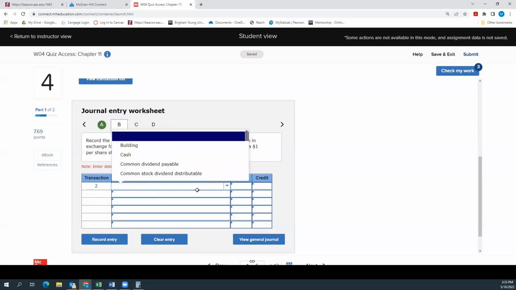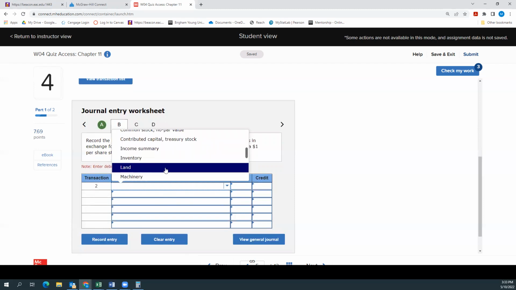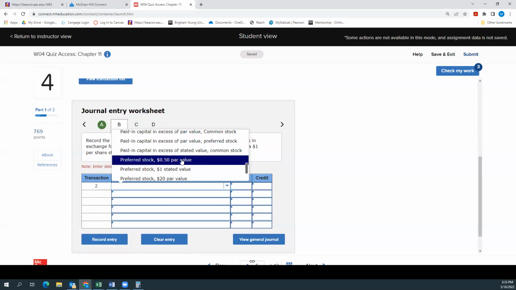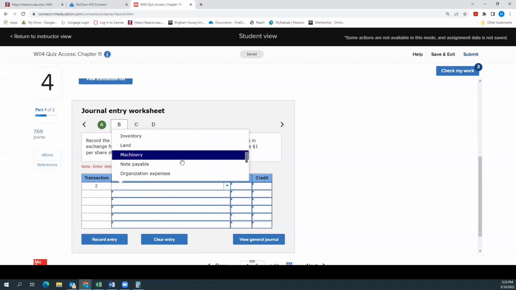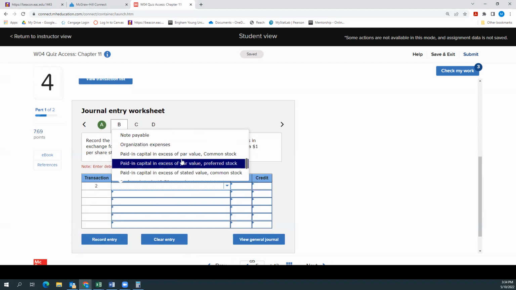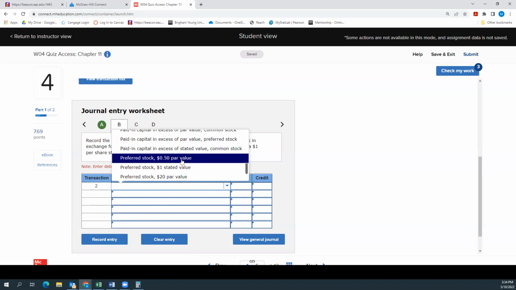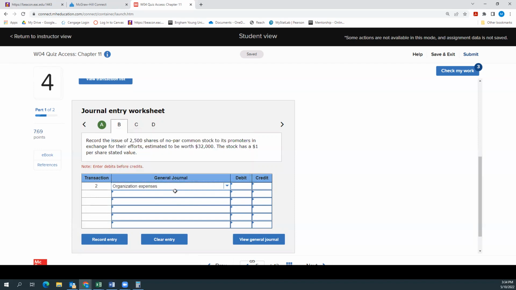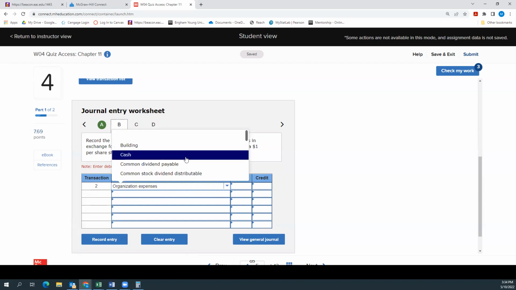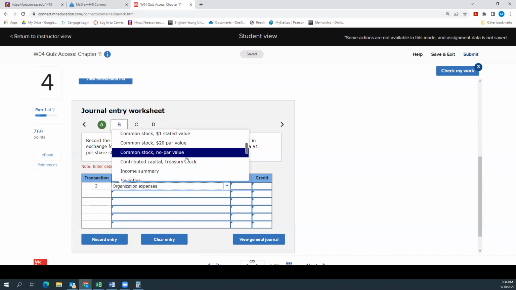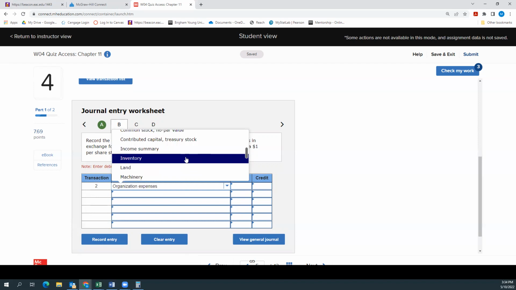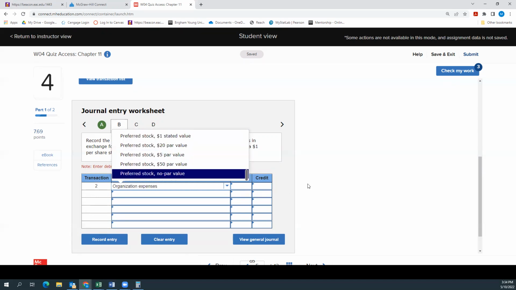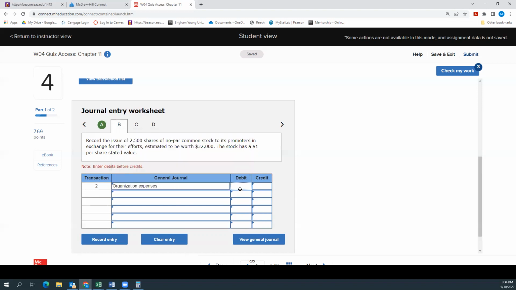So probably we'll call this, let's see what choices it gives us. I guess organization expenses is our best category here. I don't love that, but I think that's the best choice it gives us. I would probably call it marketing expenses or something like that, but that's our best choice. So we're receiving organization expenses worth $32,000.